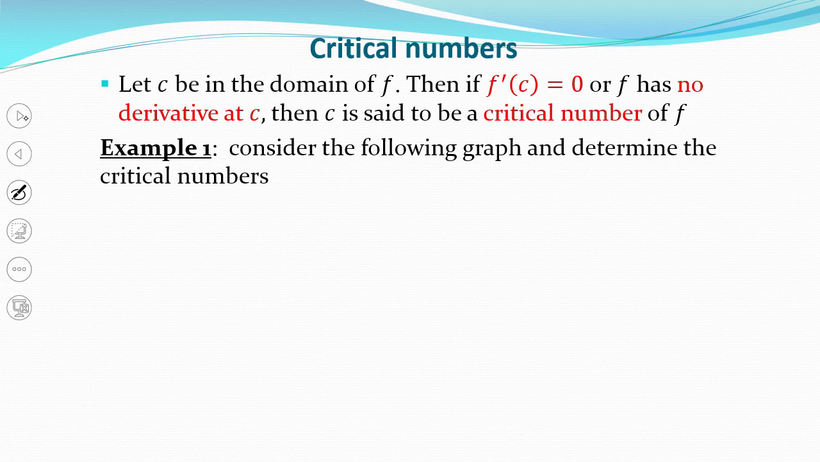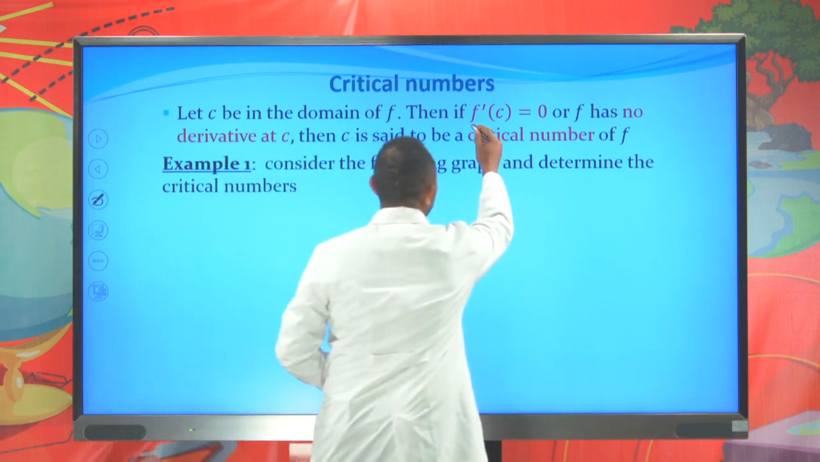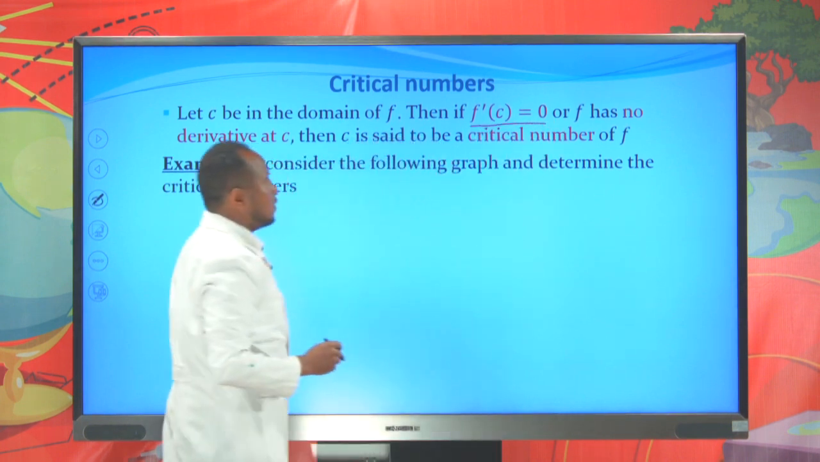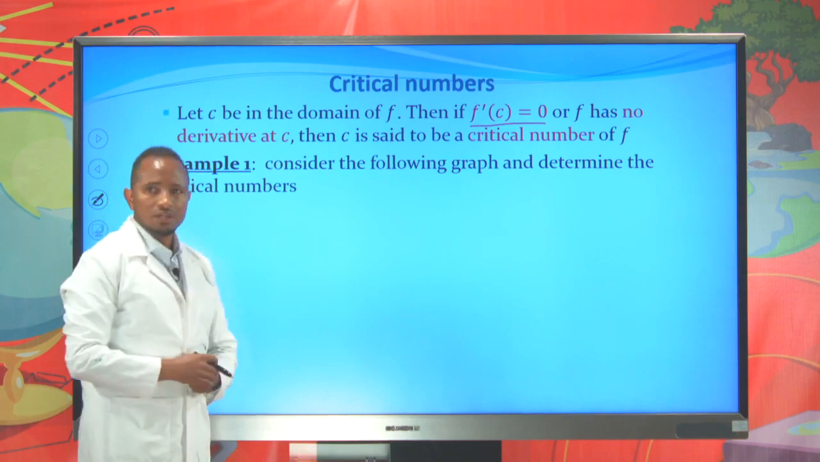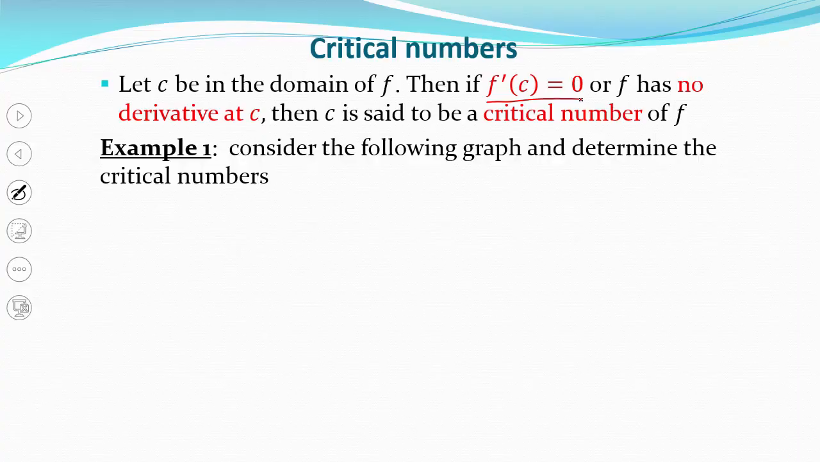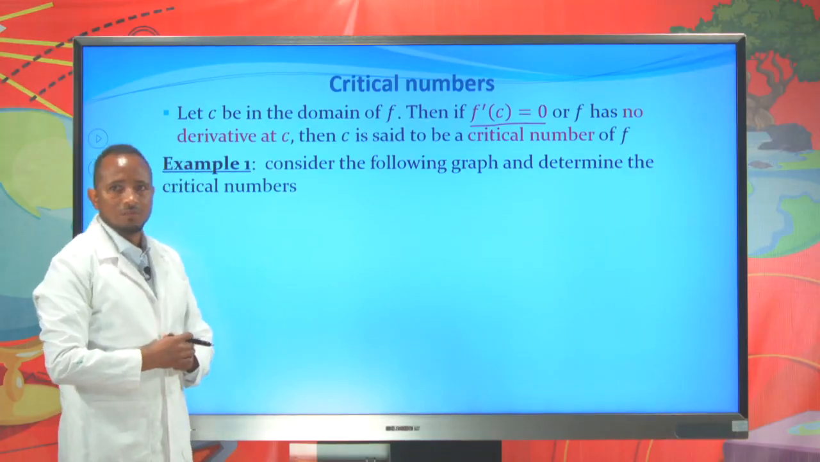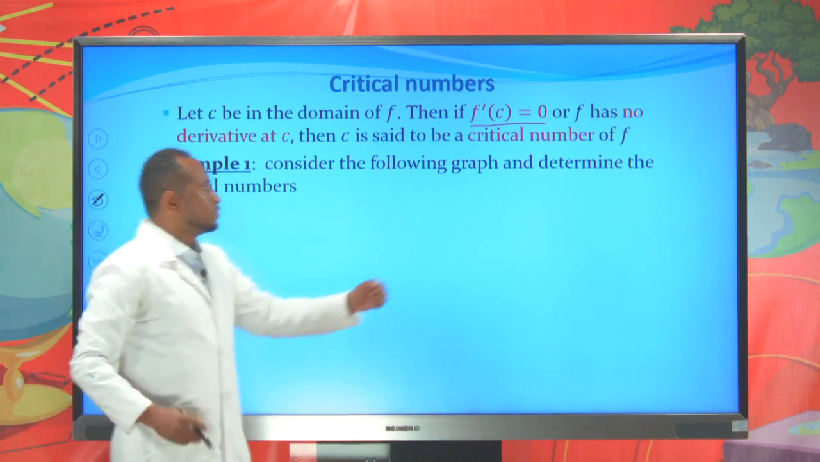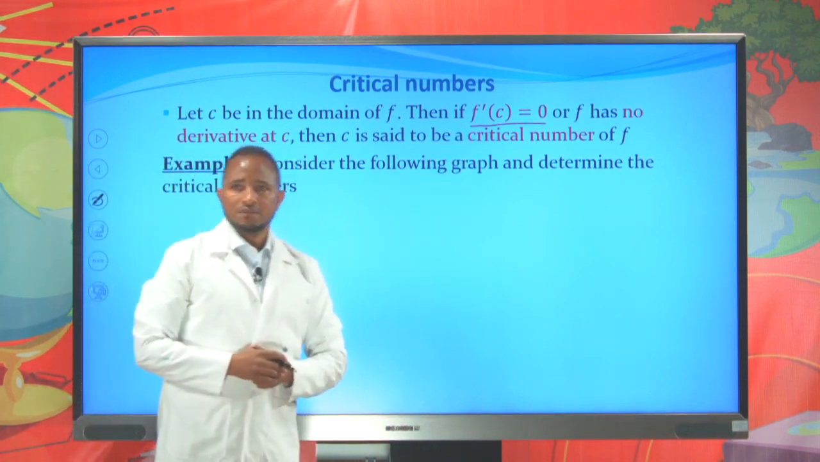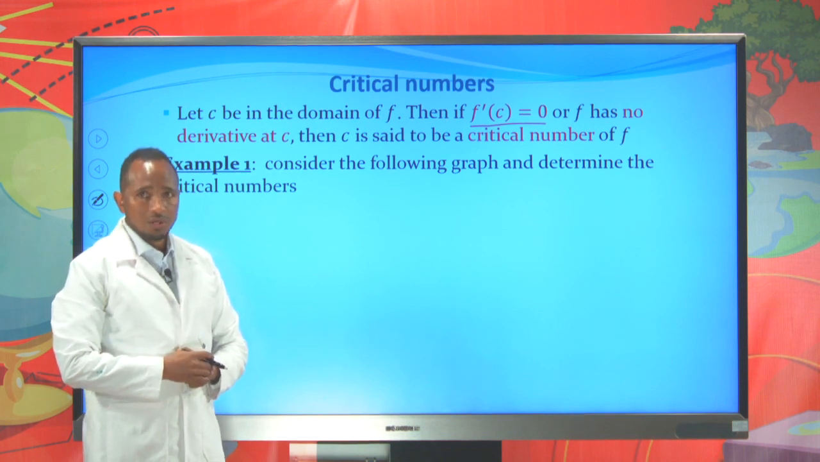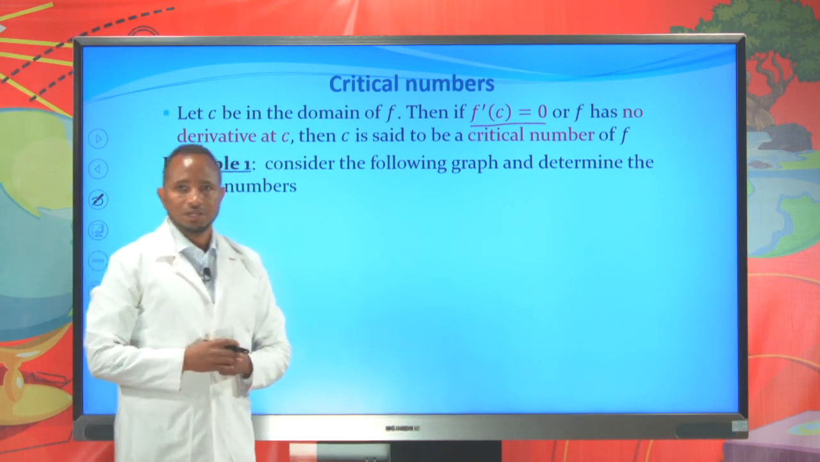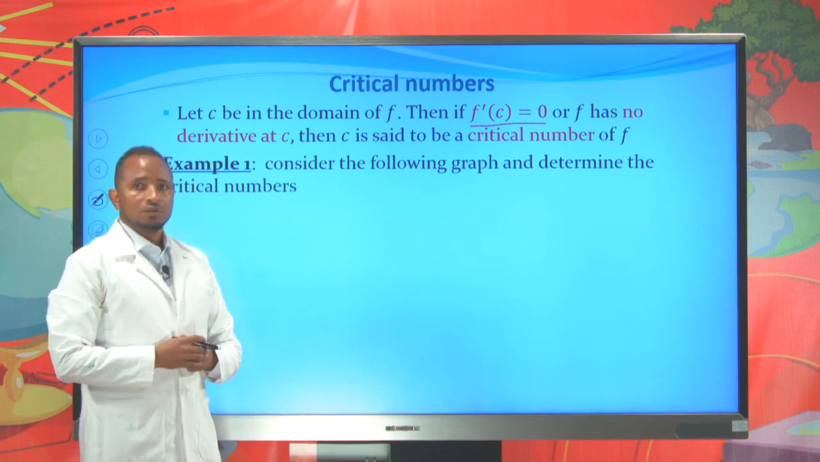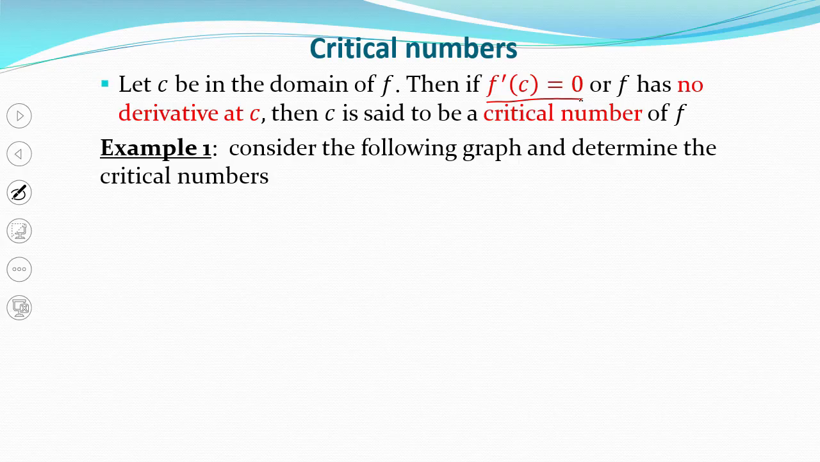Let c be in the domain of f. If f derivative of c is equal to 0 or f has no derivative at c, then c is said to be a critical number of f. When a function is given to determine the critical number, what you do is simply determine the point where the derivative of that function is 0 or the point where the derivative of that function does not exist. So let's see an example for this.